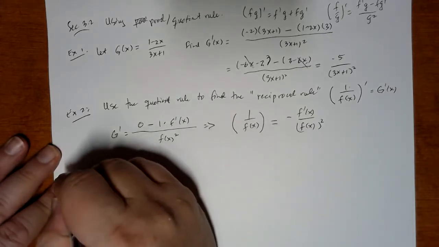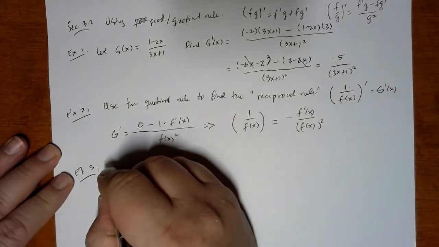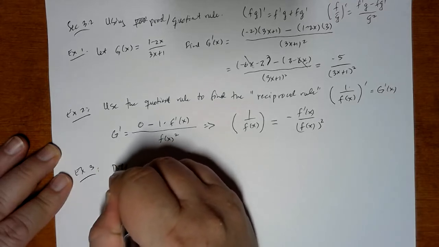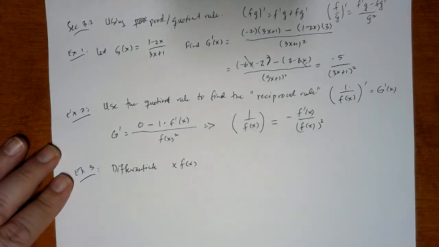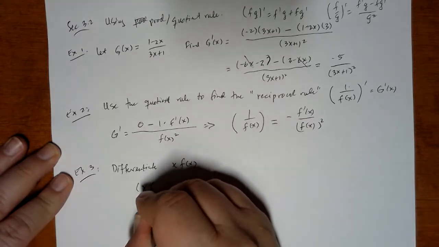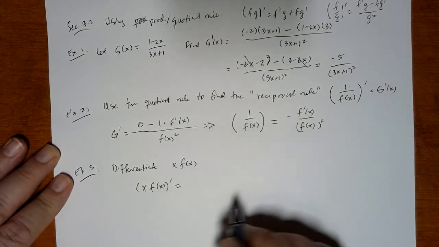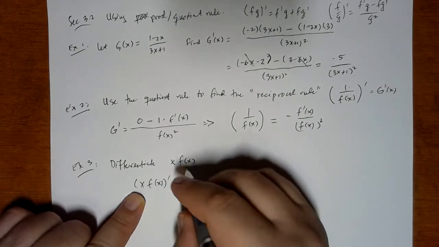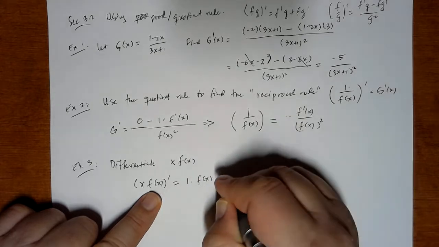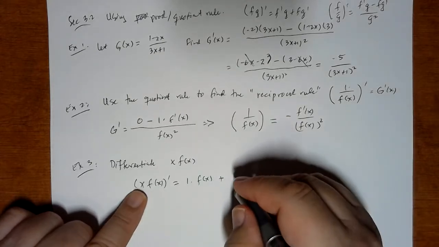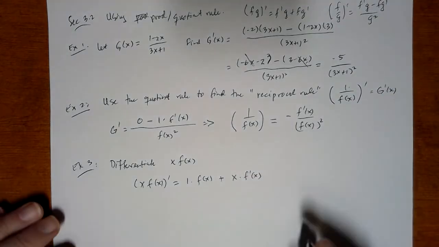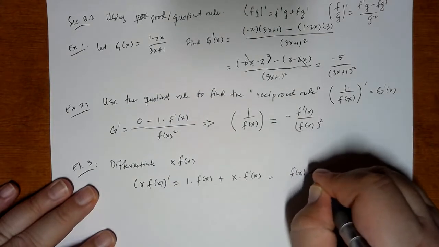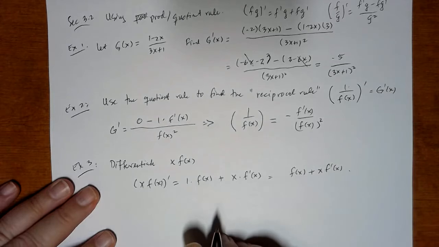Okay. All right. Let's try some more. Example 3. Differentiate x times f of x. So one way to write it would just be to say the derivative is equal to, now the derivative of the first is 1 times f of x, plus, because we're doing the product rule, the first function times the derivative of the second. Good. So you could say that's f of x plus x times f prime of x. Good.